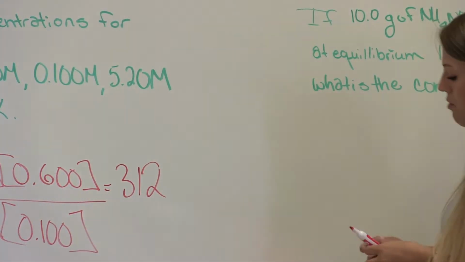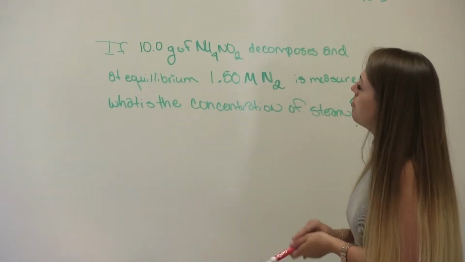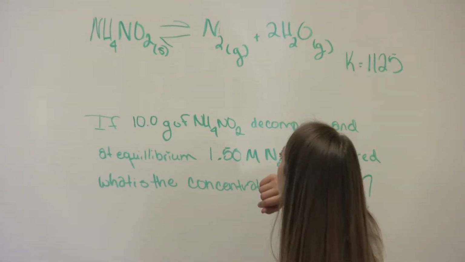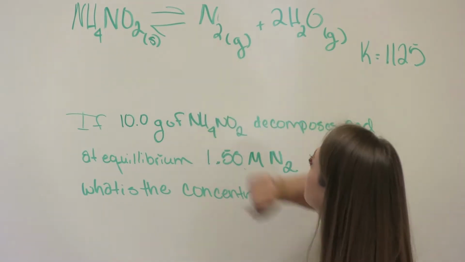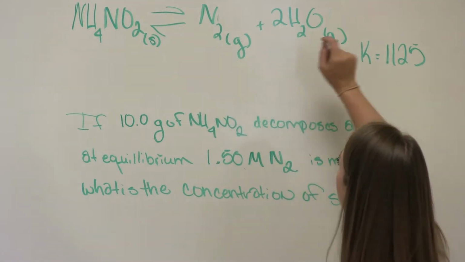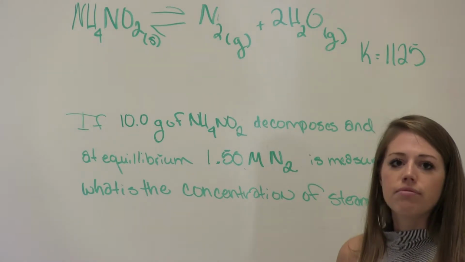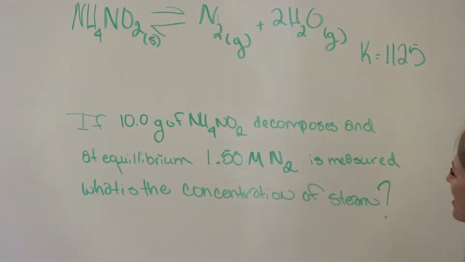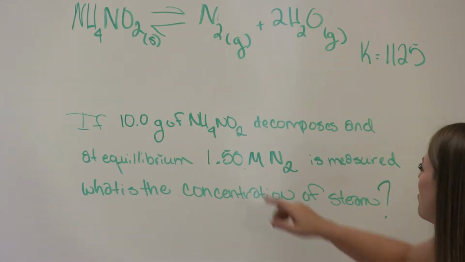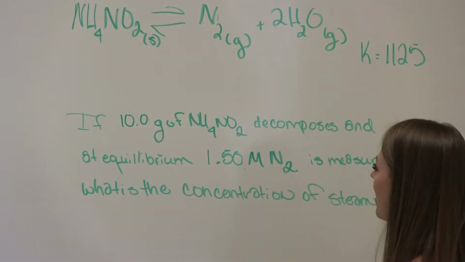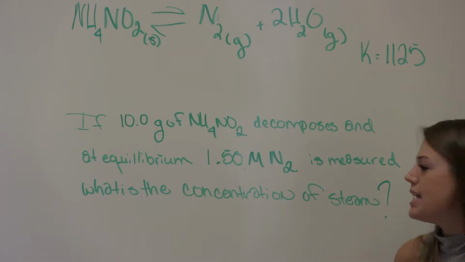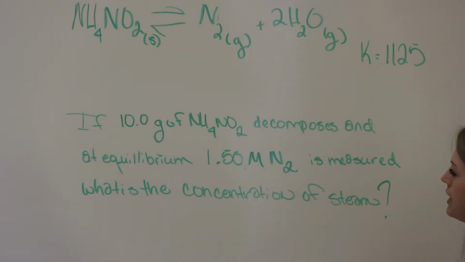Let's look at another problem over here, in which we are decomposing ammonium nitrite into nitrogen and water. I'm sorry, nitrogen and water, not nitride. It says, if 10 grams of ammonium nitrite decomposes, at equilibrium 1.5 molar of nitrogen gas is measured. What is the concentration of steam? So we want to know the concentration of steam.